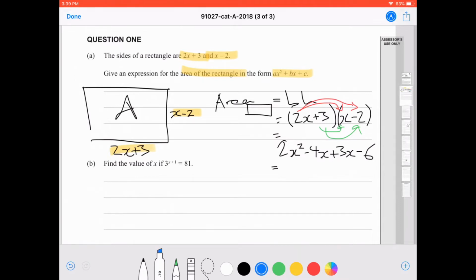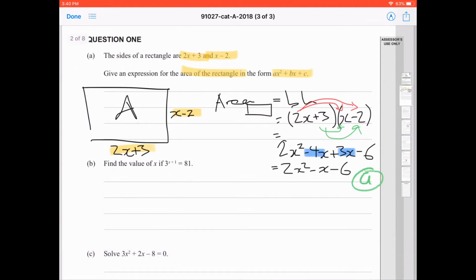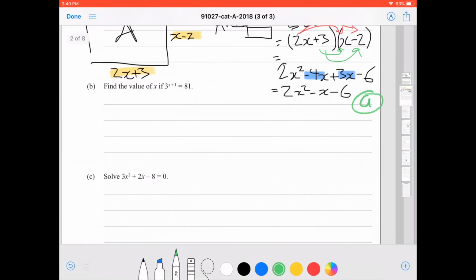Collecting like terms, we've got two terms with x, so we're going to say 2x squared, minus 4x plus 3x is just minus x, and minus 6. And this, guys, expanding and simplifying the quadratic, 2x squared minus x minus 6 gives you the achieved in this situation. Okay, let's keep going.